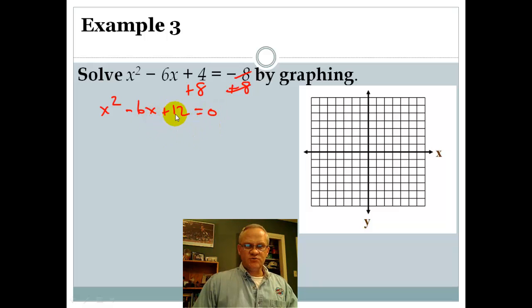Okay, so minus 6x plus 12 equals 0 this time. So when we graph this one, 12 is going to be the y-intercept. That's kind of off our graph here, so hopefully it won't make a difference that we don't use that point. Let's just use what we can, and hopefully the rest of it will be okay.